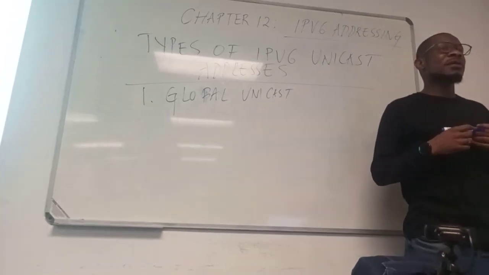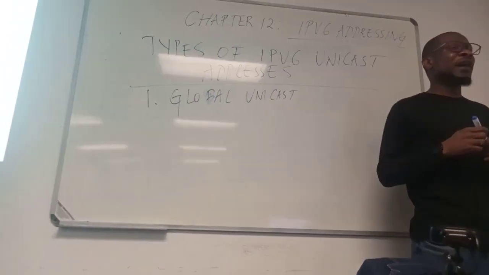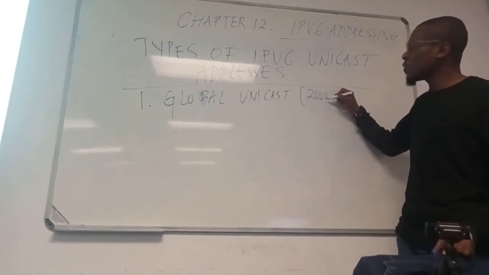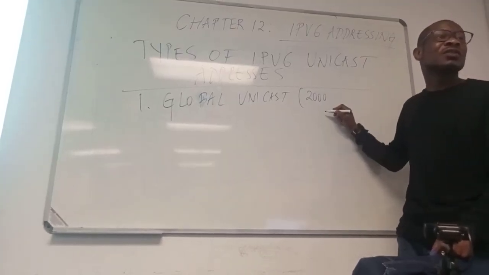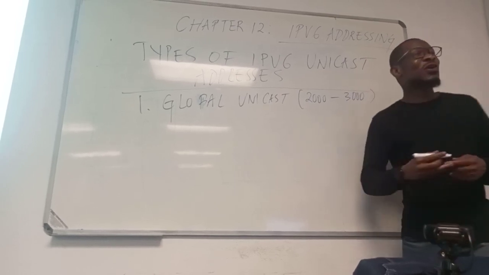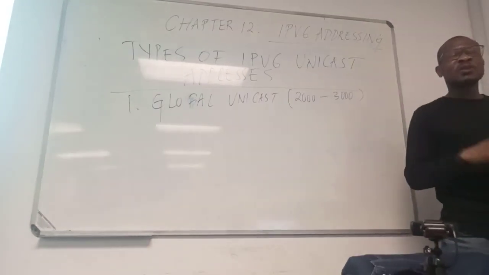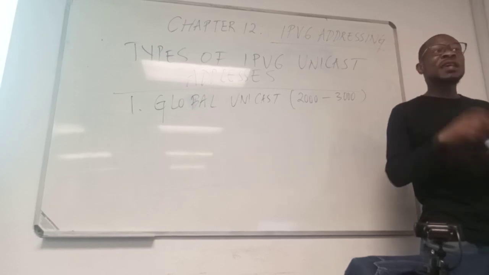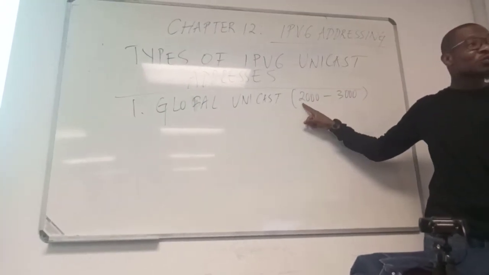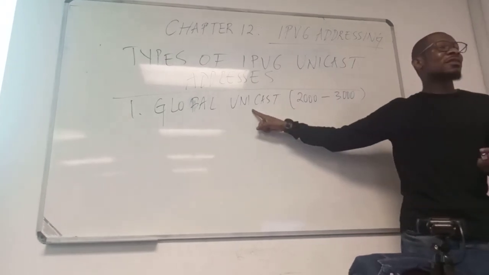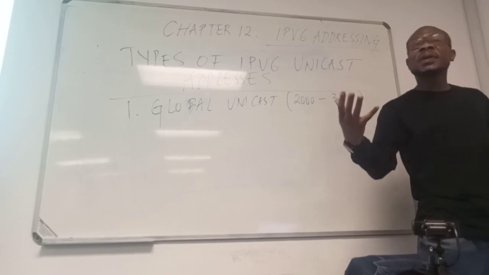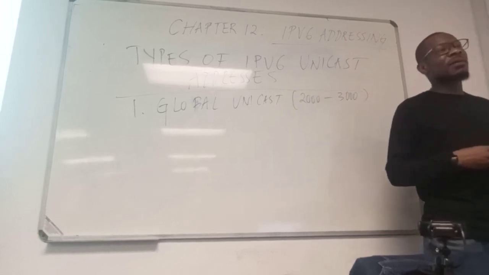Right? And how to identify your public? So most of the time it's going to start with what? 2000 or 3000. So between 2000 and 3000. So when you see an IP address, your IPv6 will start with number 2. Means it's what? Yeah, global unicast. Means it's a public IP. Right?